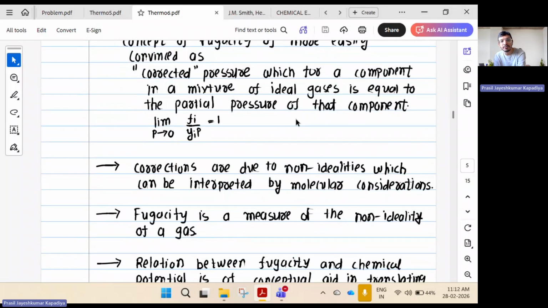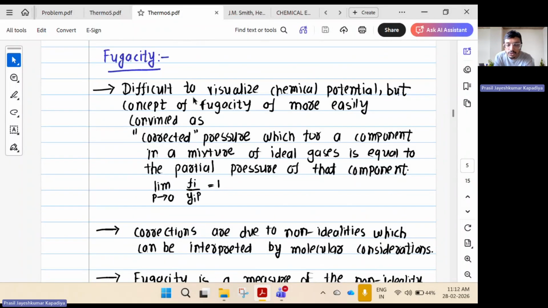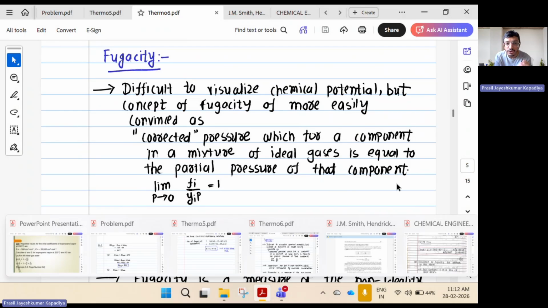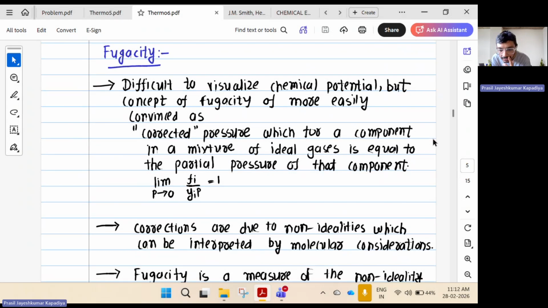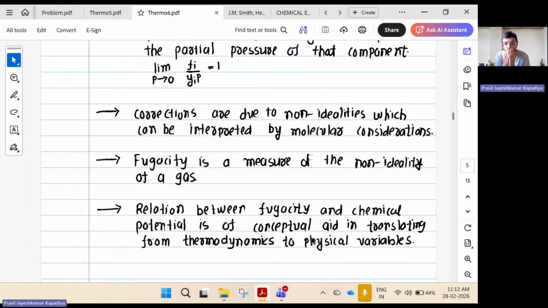Then we tried to interpret fugacity. In terms of chemical potential it is difficult to visualize, but fugacity can be conceived more easily as a corrected pressure. Okay, and these corrections were due to the non-ideality of gas, and we derived the relation between chemical potential and fugacity.